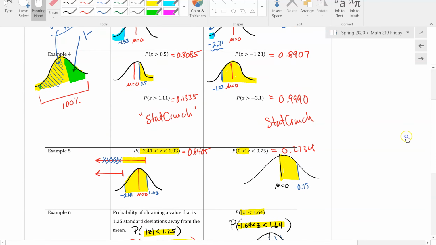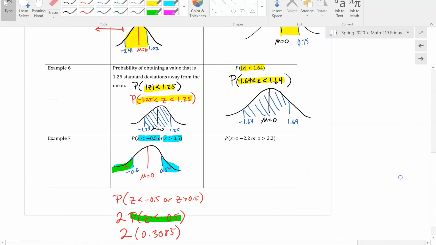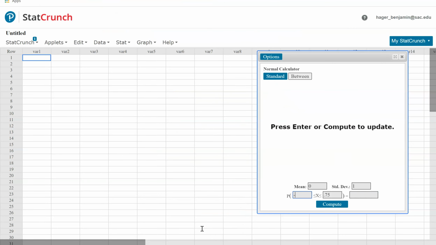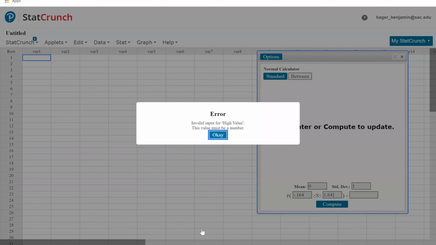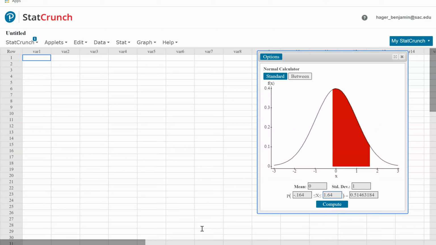Let's scroll down. Might as well get all these answers here. So this I want to be in between negative 1.64 and positive 1.64. Oops. What did I do? Oh, it doesn't like that bracket in there. Okay. 0.5146 is my area.